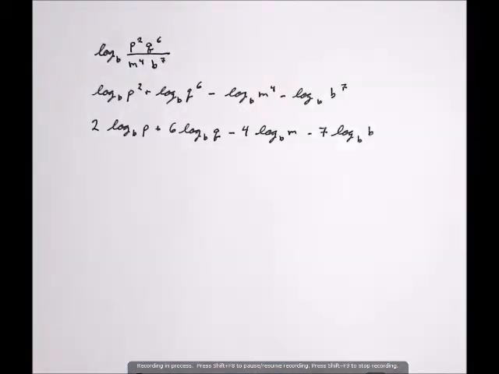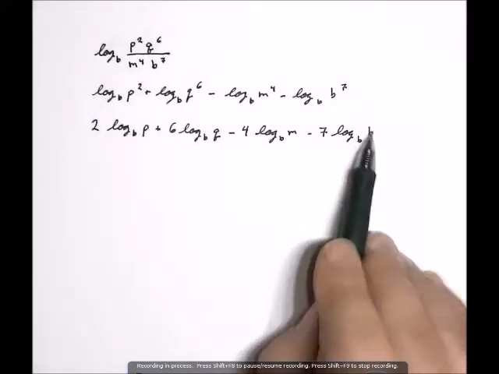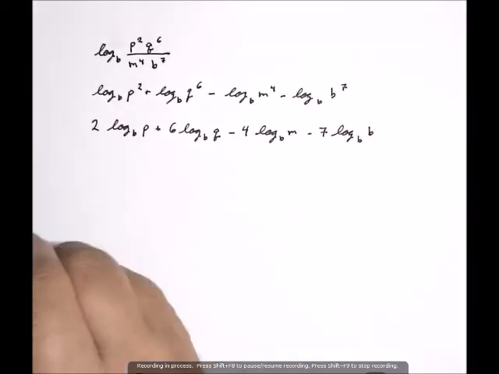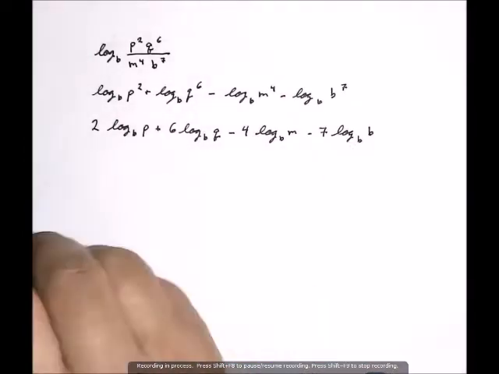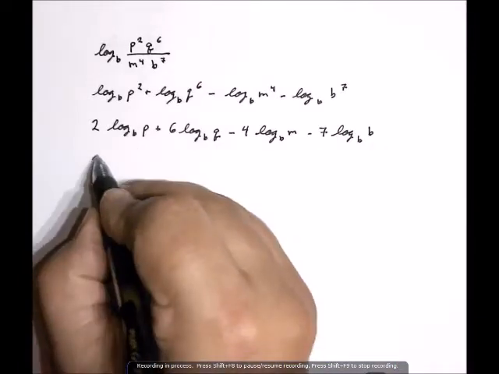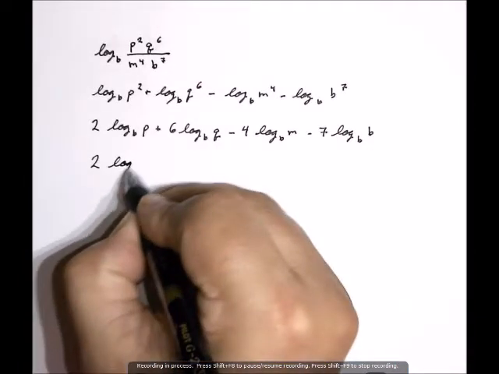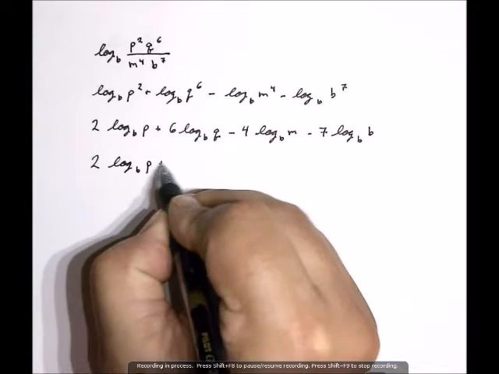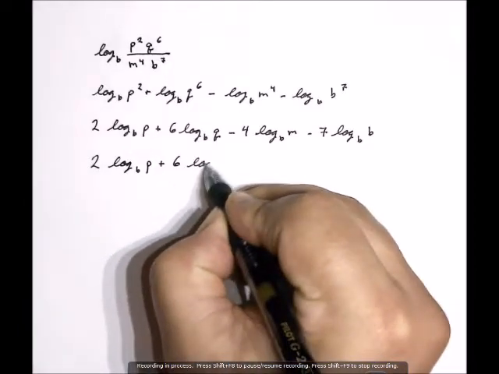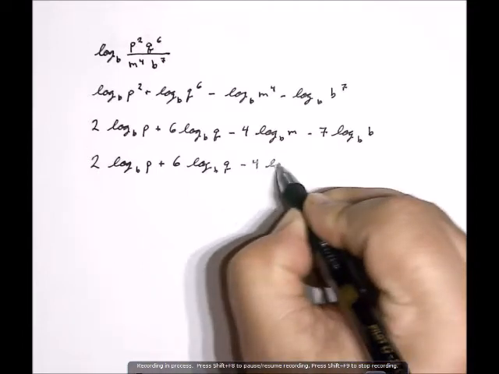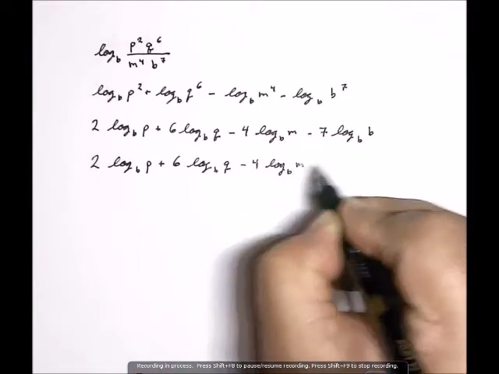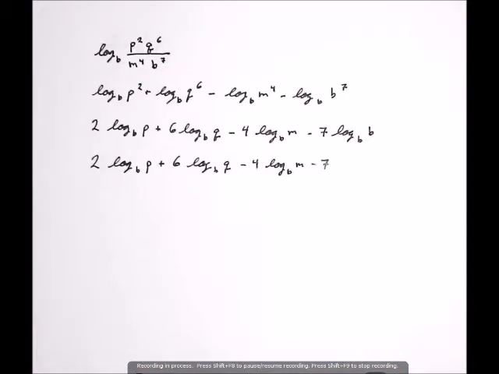And I'm almost done. We always try and simplify whenever we can. And log base b of b is just going to be 1, so 7 times log base b of b is just 7. And we're done.